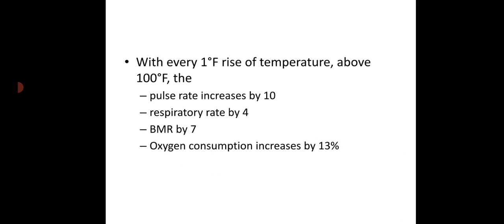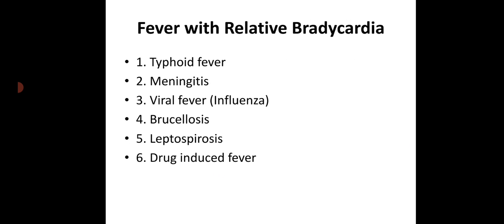With every 1 degree Fahrenheit rise of temperature above 100 degree Fahrenheit, the pulse rate increases by 10, respiratory rate increases by 4, basal metabolic rate increases by 7, oxygen consumption increases by 13%. Fever with relative bradycardia occurs in typhoid fever, meningitis, viral fever influenza, brucellosis, leptospirosis, drug-induced fever.